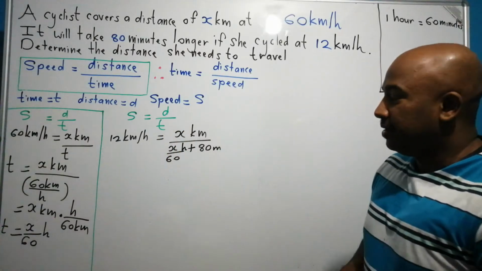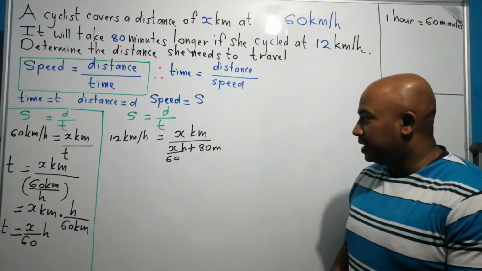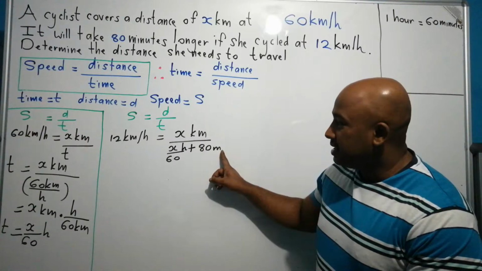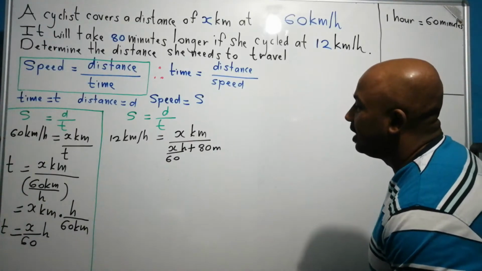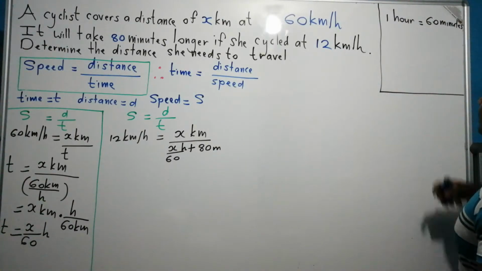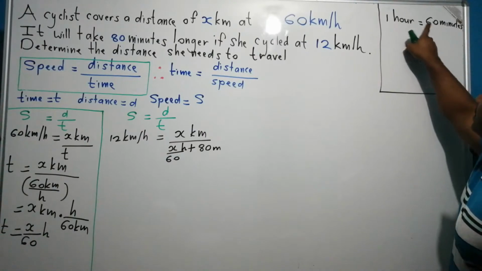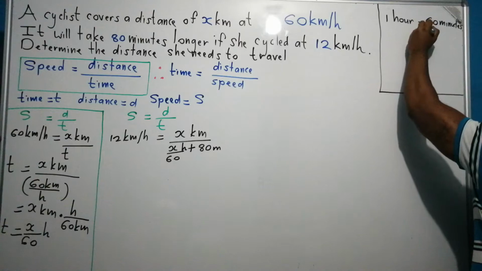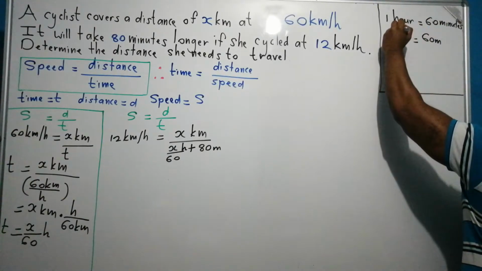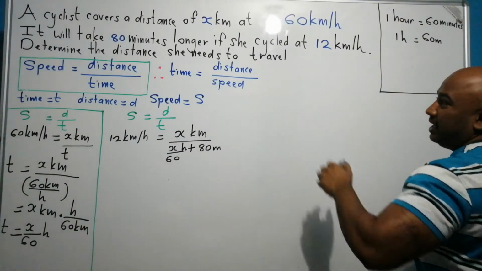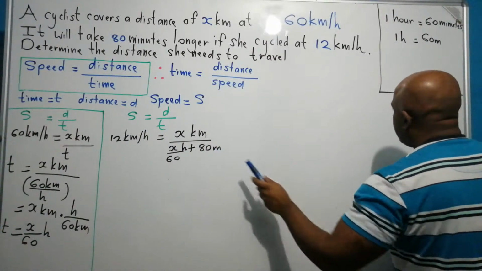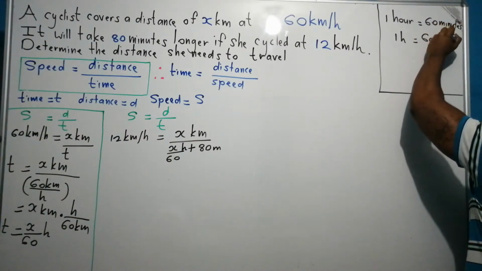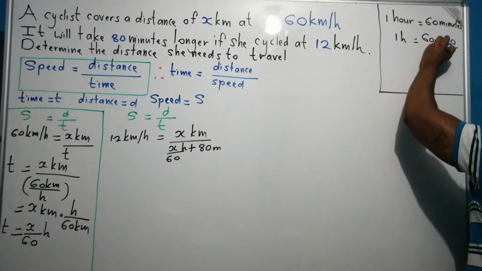So we got a problem here. A small problem, because this is in hours and this is minutes. Okay, so now what do we know? We know that 1 hour is equal to 60 minutes. Okay, so how many minutes do I have there? I have 80 minutes. So this is an equation. So therefore I will multiply by 80 and divide by 60.